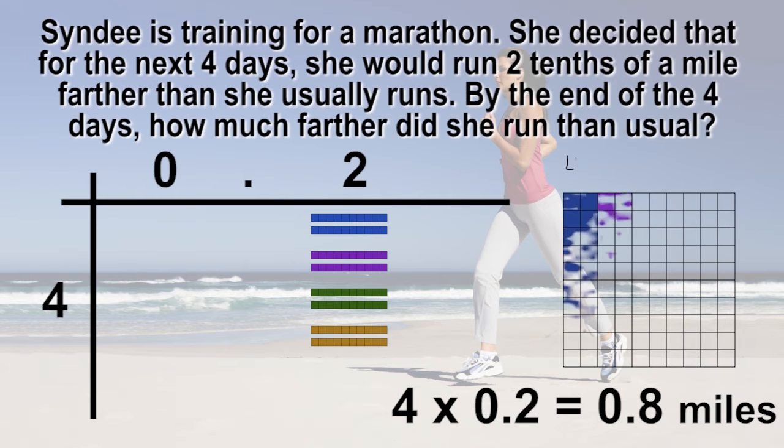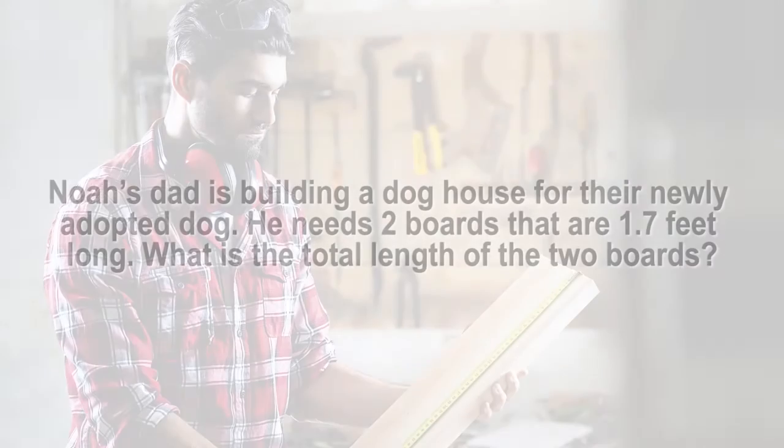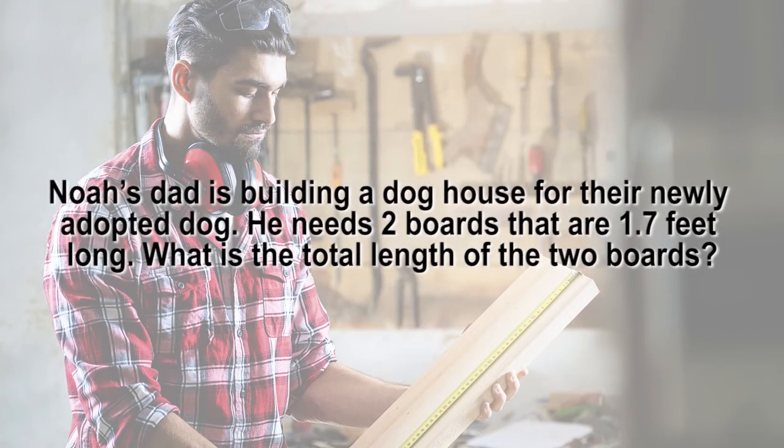In our previous lesson, this same problem was completed using hundreds grids. Both methods produced a clear product of 8/10. Let's solve another problem using the base 10 blocks again. Noah's dad is building a doghouse for their newly adopted dog. He needs 2 boards that are 1 7/10 feet long. What is the total length of the 2 boards?